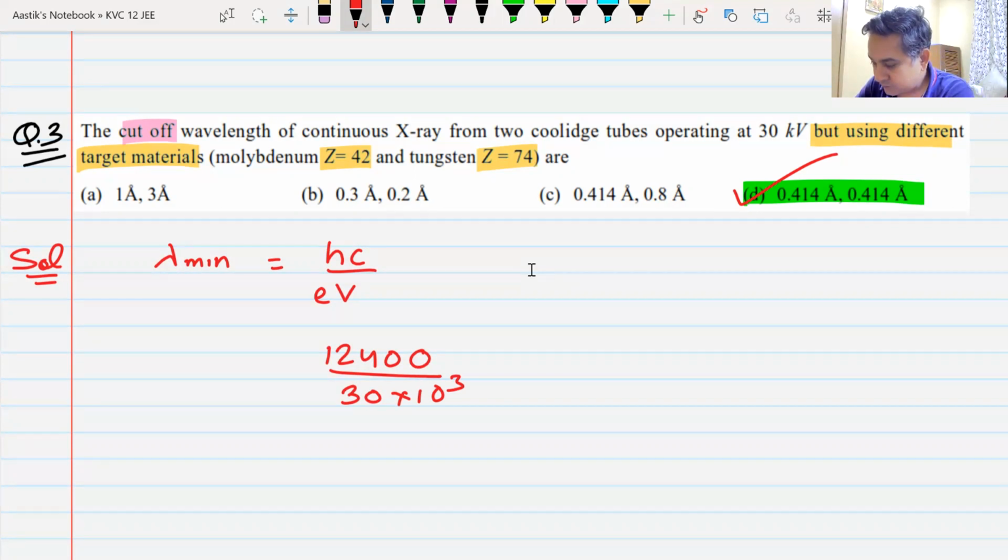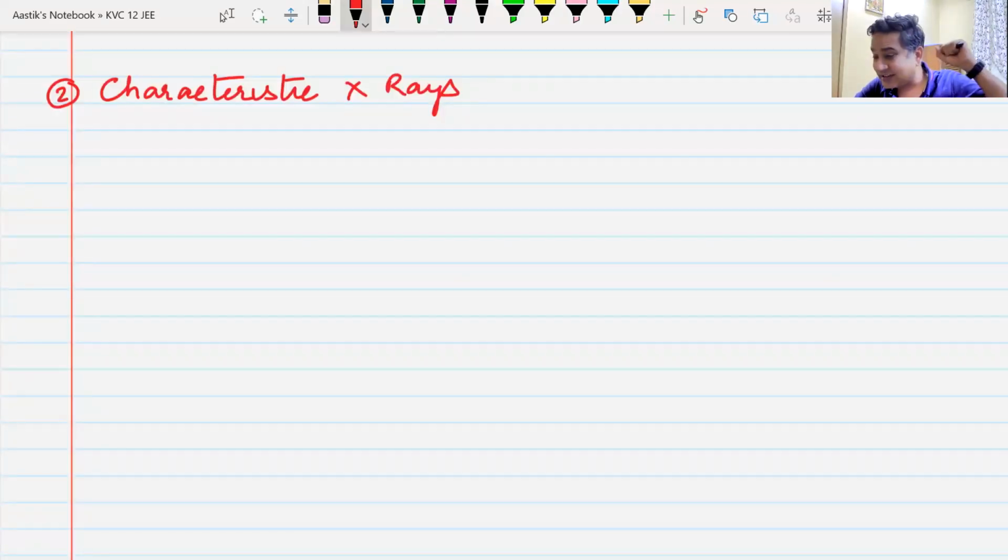Non-continuous X-rays. Not non-continuous X-rays. They are known by this name, which tells us clearly that it depends on the metal. It is a characteristic of the metal, and that is why these X-rays are known as characteristic X-rays, because they tell us which metal is the target metal. They are the characteristics of the target metal. Do we understand this?